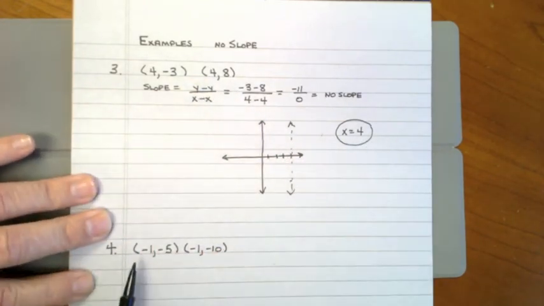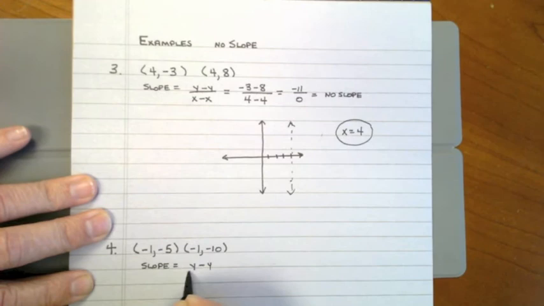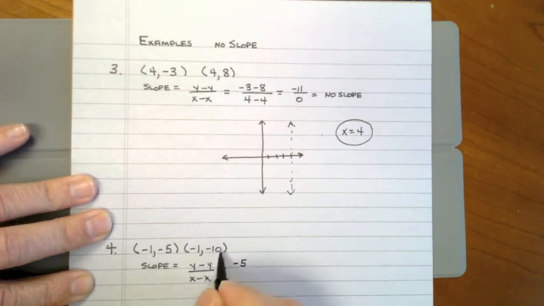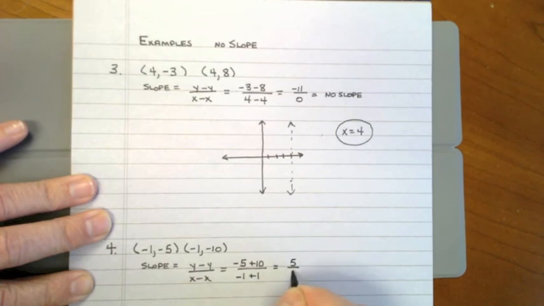So we would hope you would get to this point where you just start to find the slope on example number 4. Y minus y, x minus x. Take your y's. First y is -5. Opposite of my next y, +10. My first x is -1. The opposite of this one, +1. 5 divided by 0. No slope.